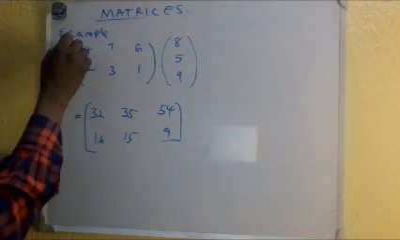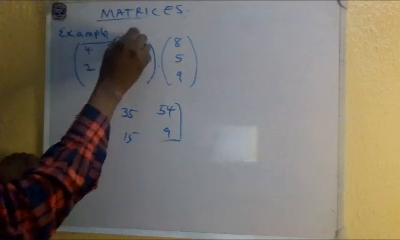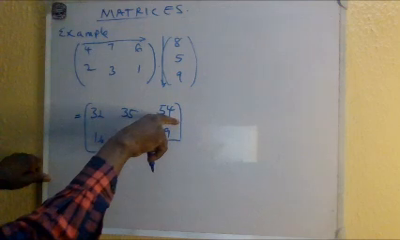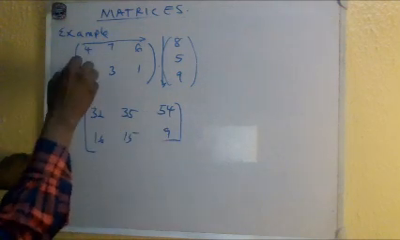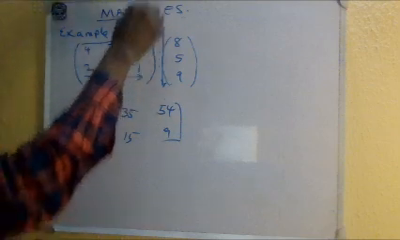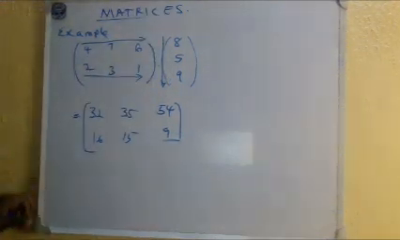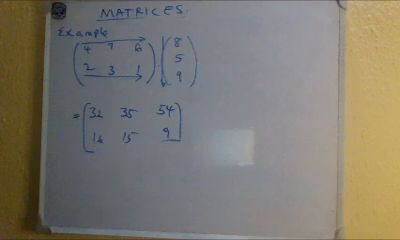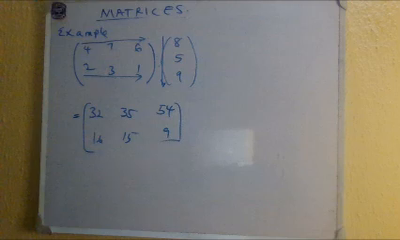Everything here, multiply everything here to form the new row, and everything here, multiply everything here to form the new row 2. Okay. All right. So it is just very easy.